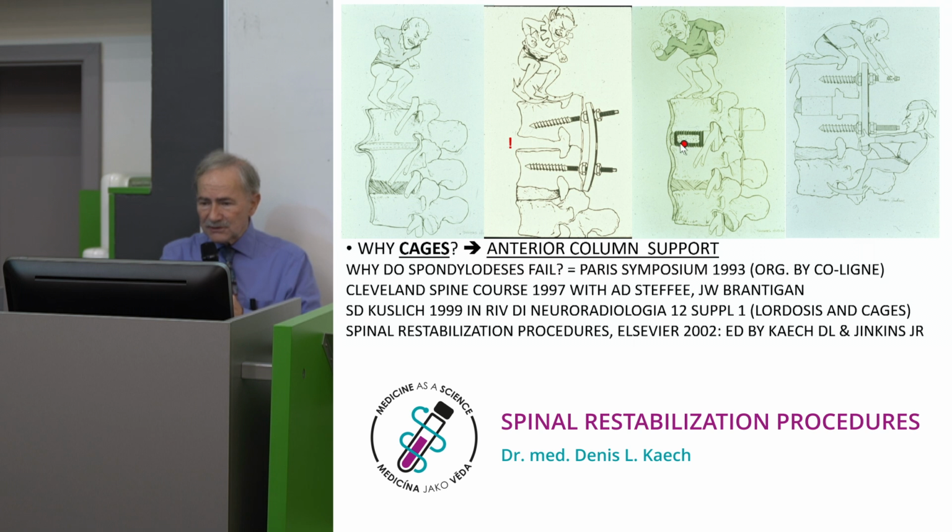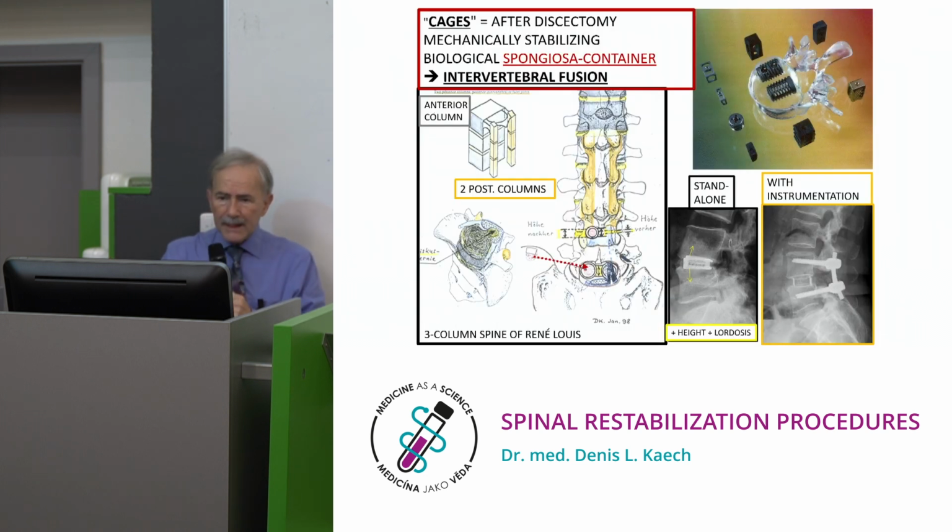So disc cage was this idea. It's a container, it's stabilizing, and it contains bone, and this bone will grow through and achieve a solid fusion. And this is a 360-degree fusion. You could use in the old century some bone grafts, today rather cages, and this is the most solid fixation. So cages after discectomy are mechanically stabilizing. They are biological spongiosa container. They lead to the intervertebral fusion.